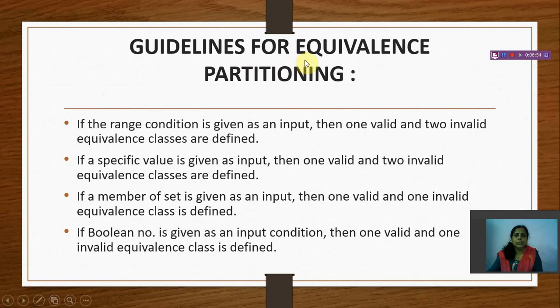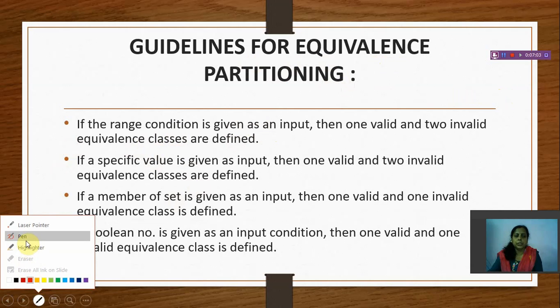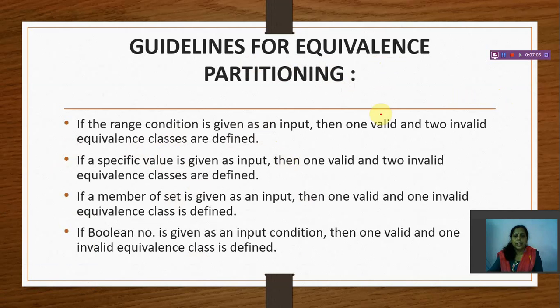Then some guidelines for equivalence class partitioning. If the input is a range, then one valid and two invalid equivalence classes are defined. Means in the test case we define one valid input and two invalid inputs. And if a specific value is given, then one valid and two invalid equivalence classes are defined.